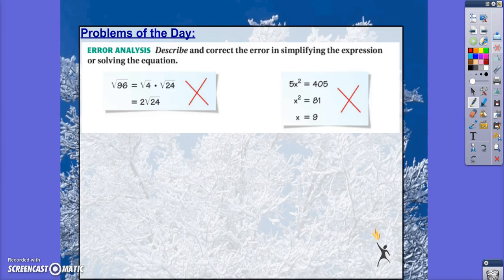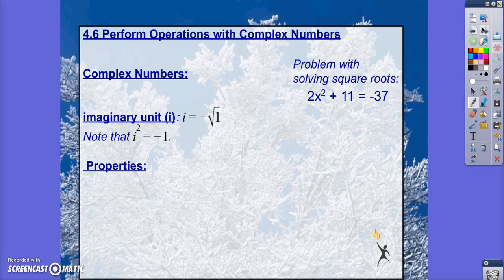All right, so look at the two problems of the day. Pause the video and solve them before you move on. Today we move on to lesson 4.6, which is perform operations with complex numbers.